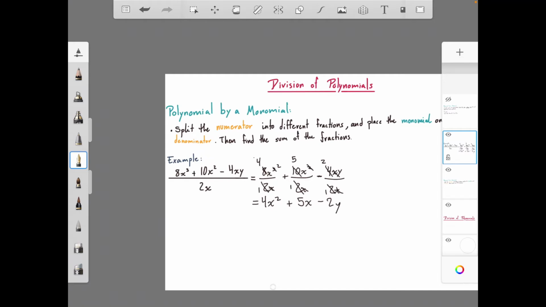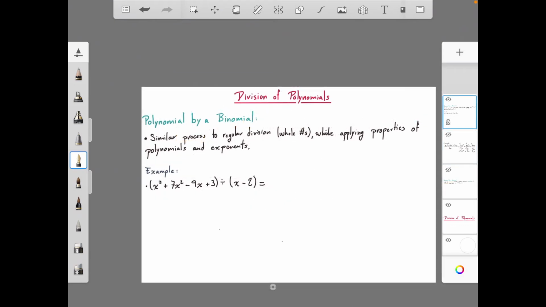And as you can see, these sorts of exercises are very simple to understand. And now we are going to move on. So now we're going to see a polynomial divided by a binomial. Visually it's a very similar process to regular division with whole numbers, while applying both properties of polynomials and properties of exponents. We are going to see it with this example, which says x to the third power plus 7x squared minus 9x plus 3 divided by x minus 2.